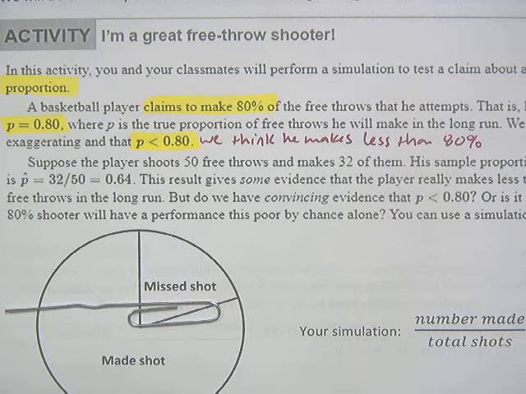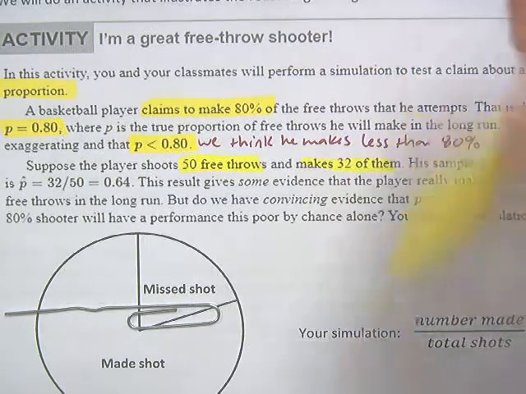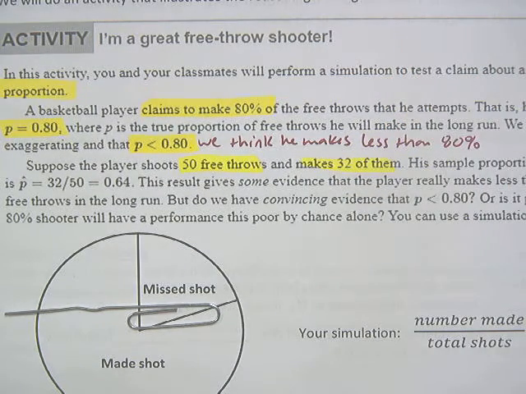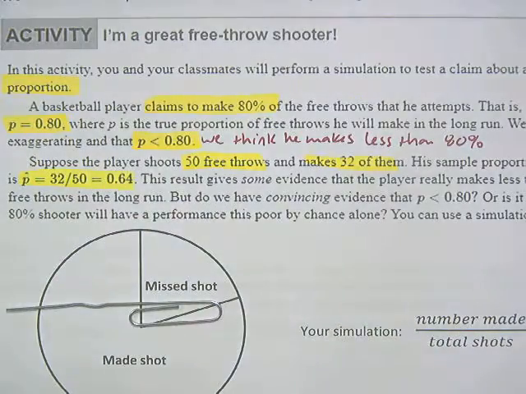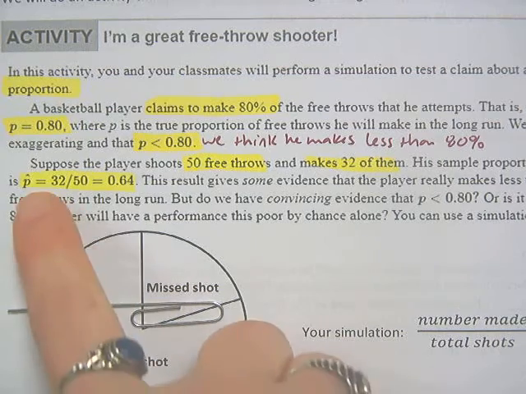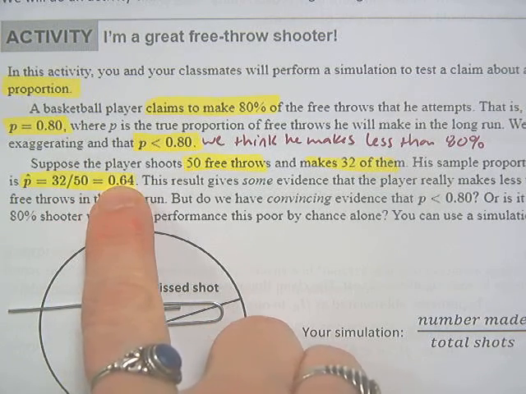Suppose the player says, you're standing in the gym with him and you're like, all right, dude, prove it. And he shoots 50 free throws right there in front of you, and he makes 32 of them. So we are observing this happening. Well, unfortunately for him, in that sample of 50 free throws, he only makes 32. P hat, the sample proportion of free throws that he makes, is only 64%. That's how you would read that. The sample proportion of free throws was only 64%.